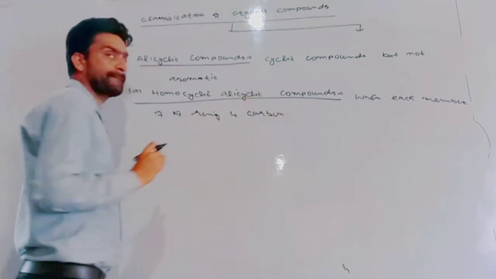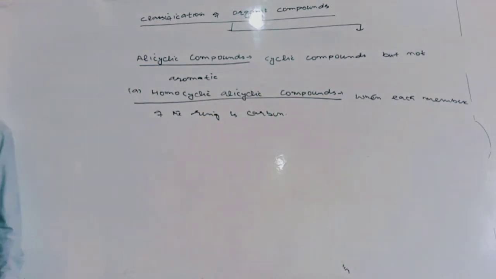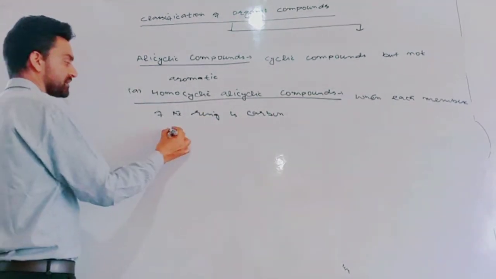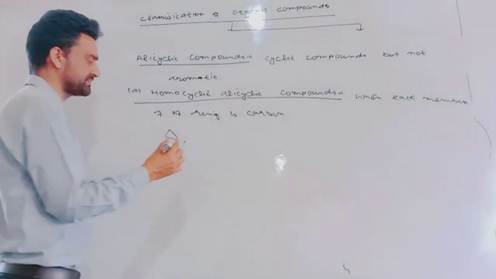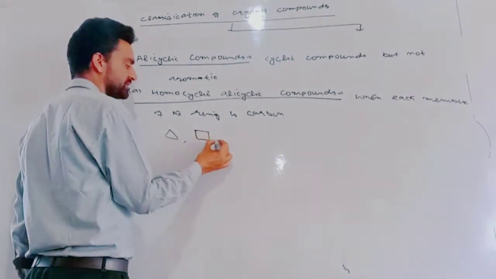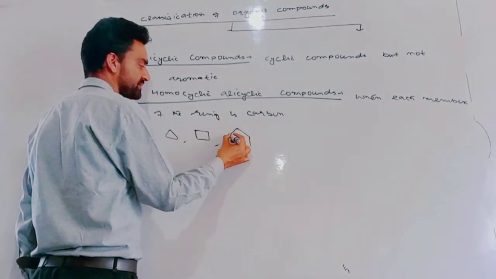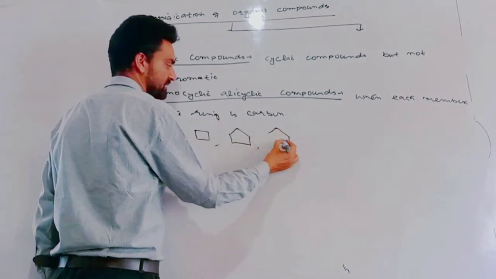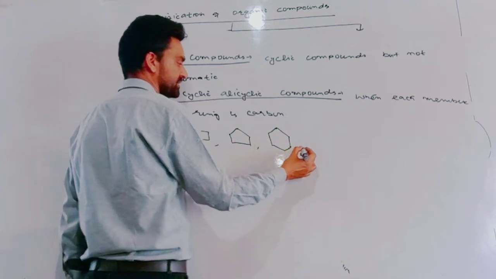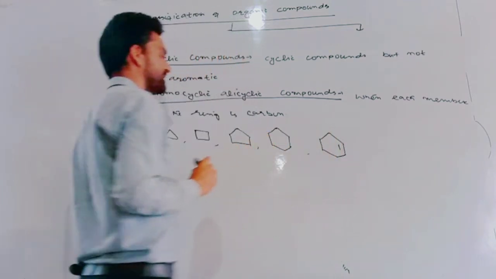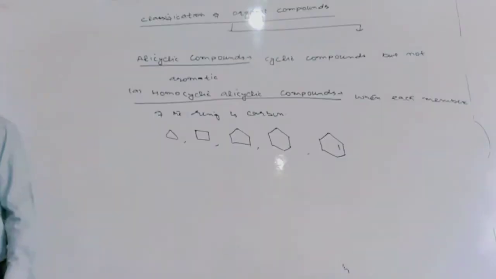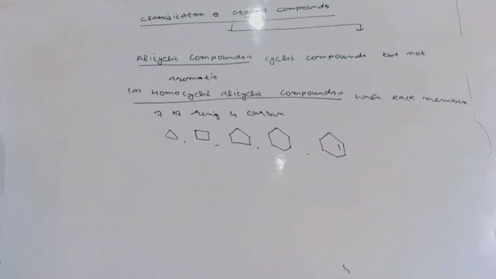When each member of the ring is carbon. For example, it is cyclopropane. In nomenclature, we will go through them. It is cyclobutane, cyclopentane, cyclohexane. Right? These are the examples of homocyclic, alicyclic compounds.